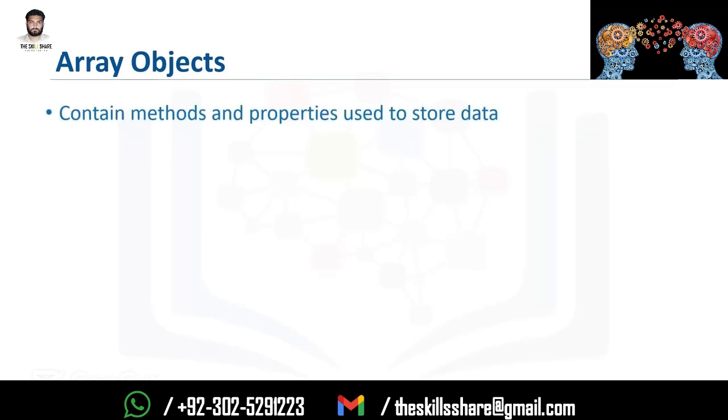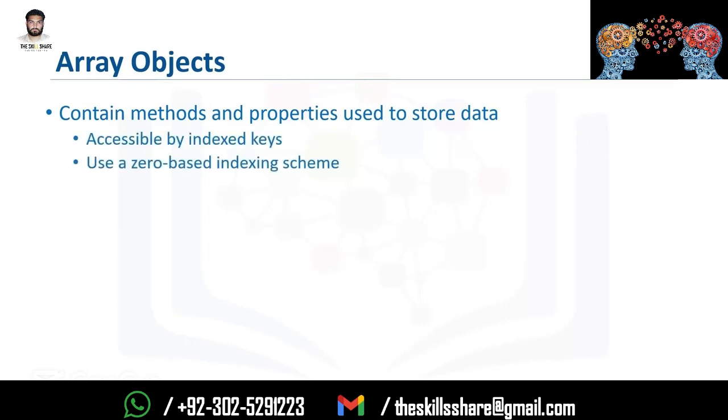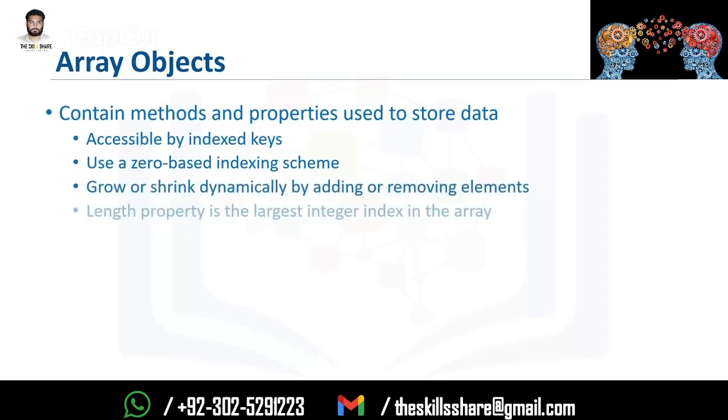Arrays are specialized collection objects that aid the programmer in the storage and retrieval of data by indexed keys. Arrays use a zero-based indexing scheme, meaning that the first element of an array has an index of 0. Arrays grow or shrink dynamically by adding or removing elements. The length property holds the number of elements that occur in the array.